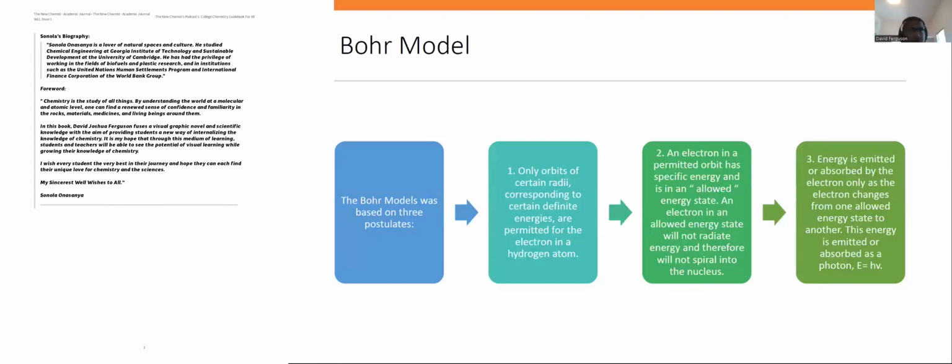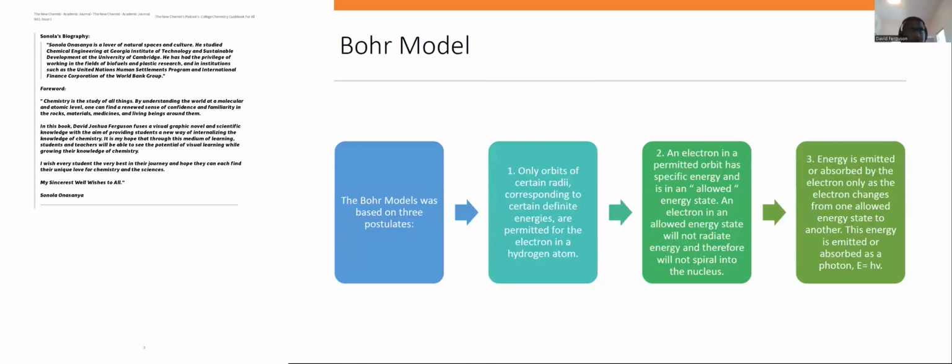So the Bohr model. Bohr's model was based on 3 postulates. Only orbits of certain radii corresponding to certain definite energies are permitted for the electron in a hydrogen atom. An electron in a permitted orbit has specific energy and is in an allowed energy state. An electron in an allowed energy state will not radiate energy and therefore will not spiral into the nucleus. These are Bohr's postulates. So you keep the context in mind.